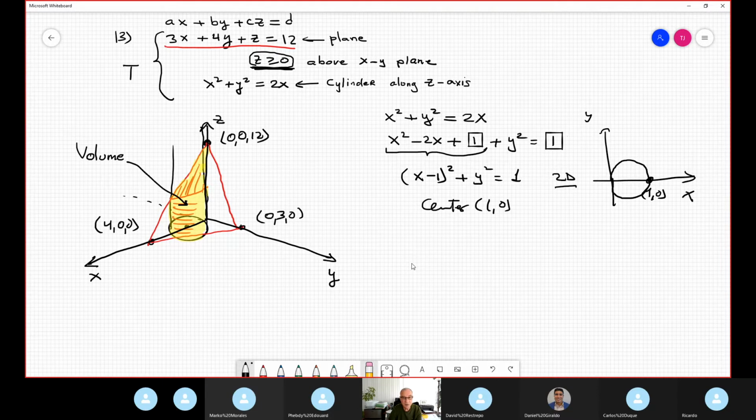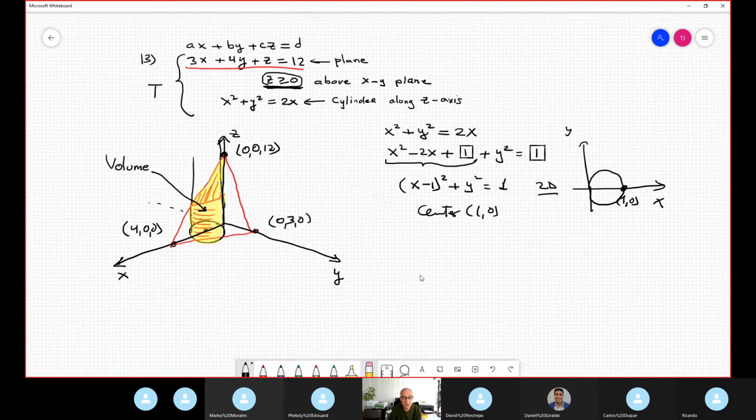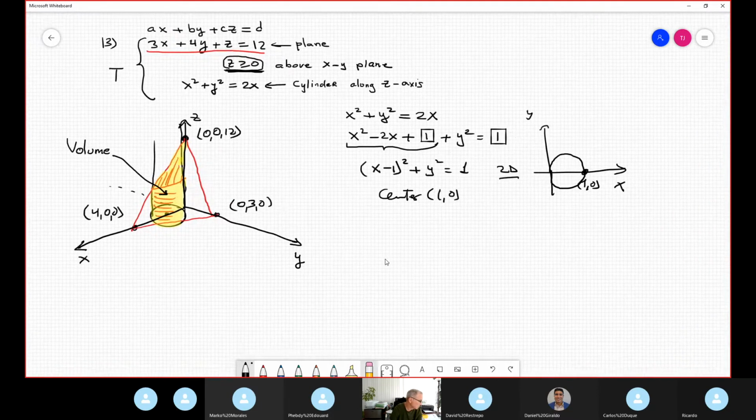So to find the volume, in this case, I'm using, I don't know, a triple integral or a double integral. What do you think? Double integral or triple integral? Gerardo says double. Another opinion. Everyone agrees with Gerardo: a double integral, professor.